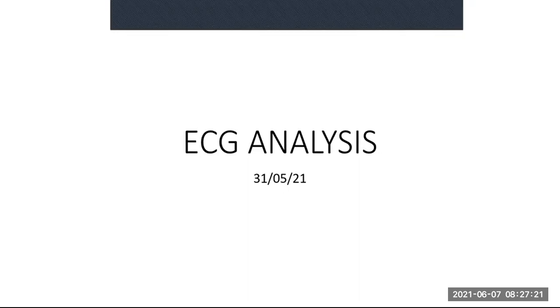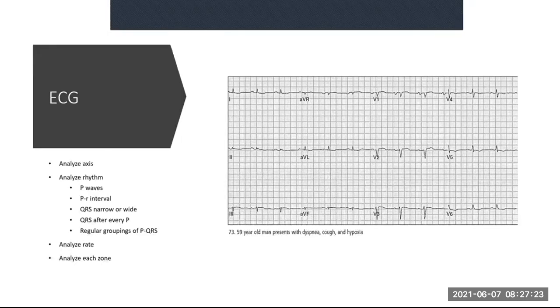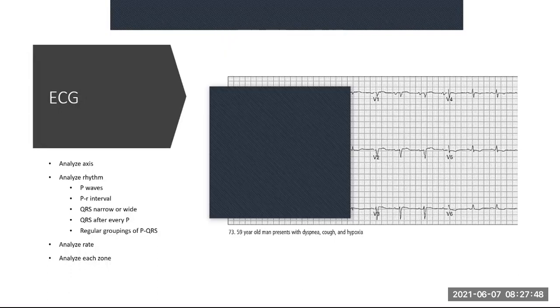All right. So we're going to cover one ECG today. We've got a 59-year-old man who presents with dyspnea, cough, hypoxia. The first thing that we always do, we analyze axis, then rhythm, then rate, then we analyze each zone. But always, you know what I say, ECG is not done in isolation. We always do an ECG in terms of the actual patient. So, let's start.